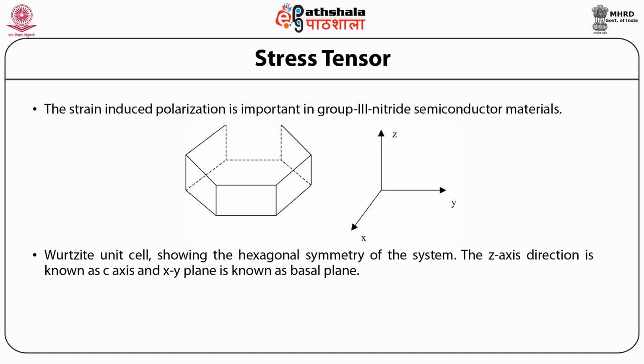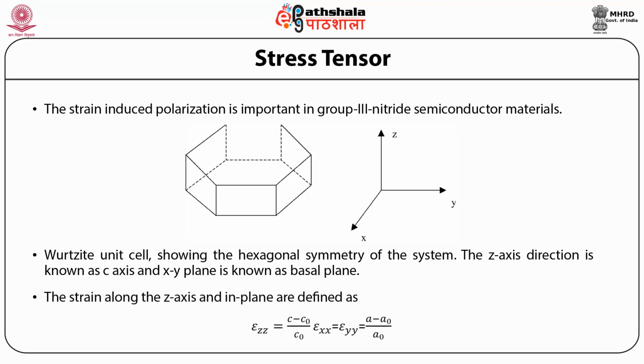So the lattice constant along the z-axis, c, and in-plane, a, are generally different. The strains along the z-axis and in-plane are defined as epsilon zz equal to C minus C naught by C naught, and epsilon xx equal to epsilon yy equal to A minus A naught by A naught, where C naught and A naught are the lattice constants in the unstrained system and C and A are the lattice constants under the strained conditions.